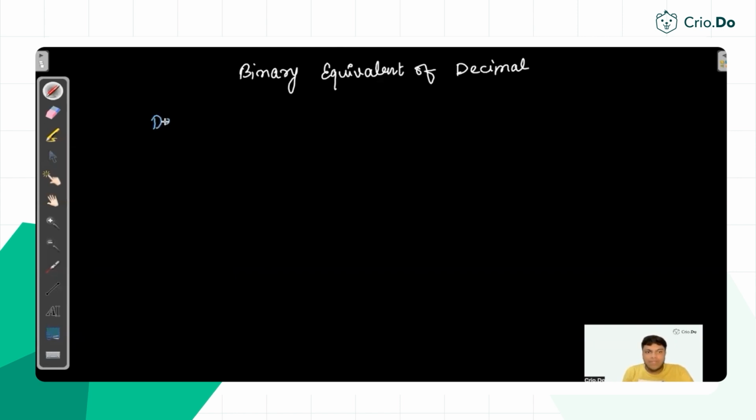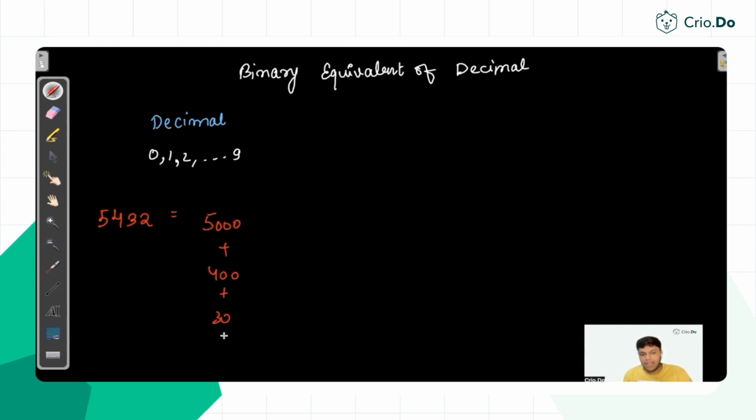So as we already know, the decimal number system is what we have learned till now. It consists of 0, 1, 2, 3 up till 9. These 10 digits are there, and since 10 digits are there, every place value is nothing but 10 times the previous place value. What do I mean by that? If I am taking a number, let's say 5432, how is this number calculated in decimal? We can say this number is 5000 plus 400 plus 30 plus 2.